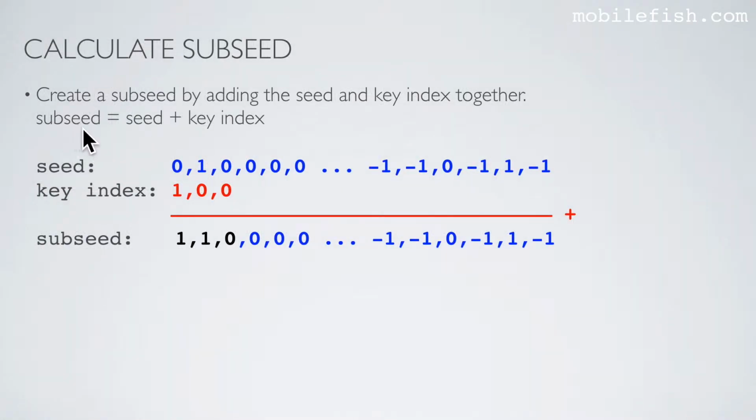The subseed is created by adding the seed and the key index together. Here is the seed in trits. This is the key index. You add these 2 values together and you will have the subseed.